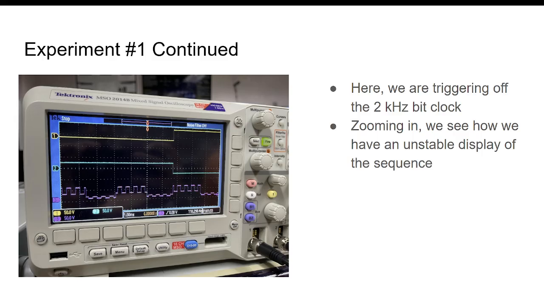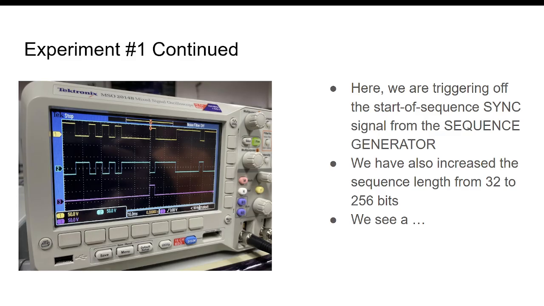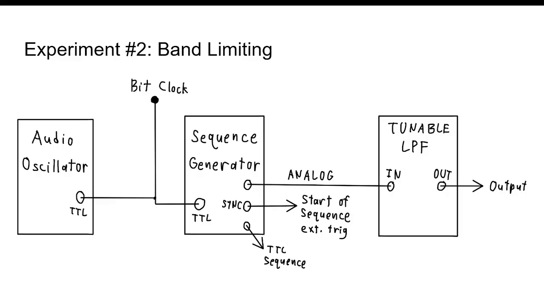And then when we try triggering off of the bit clock, you'll notice how we get pretty much an unstable display of our signals, which is what we don't want. And then when we finally make that connection we mentioned earlier, that sync connection off of the sequence generator, you notice how we have a nice alignment. And you also see how when we increase the sequence length from 32 to 256 bits, as you can see here, the sequence just basically becomes longer and looks a little bit more compressed, but looks all right.